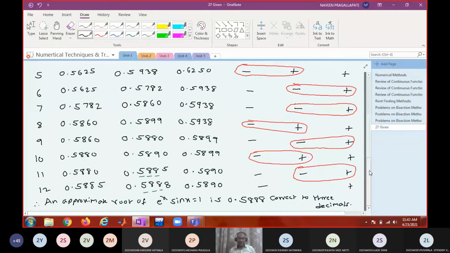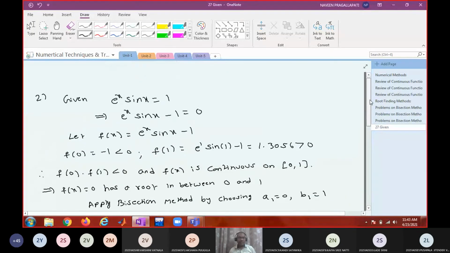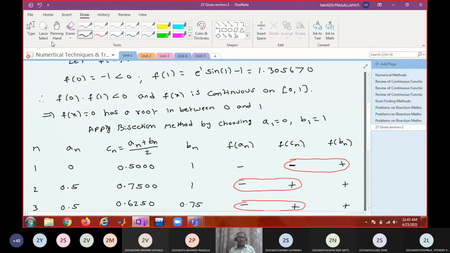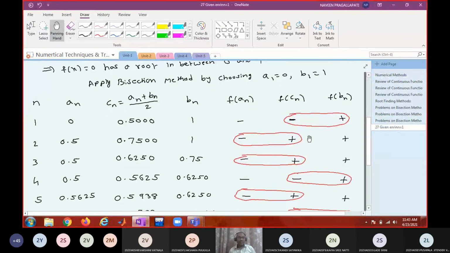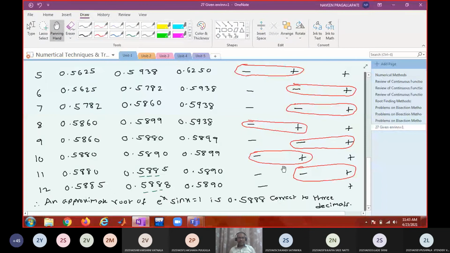First of all, did you understand this whole procedure? It is just similar to the previous problem. Initially we selected an interval where the root lies. That interval is 0 to 1. We observed that f of 0 is negative and f of 1 is positive. So we took 0, 1 as the initial interval and keep on bisecting the intervals till we reach the desired level of accuracy. We took 12 iterations to get 3 decimal place of accuracy.